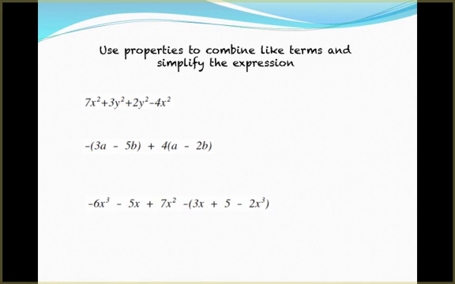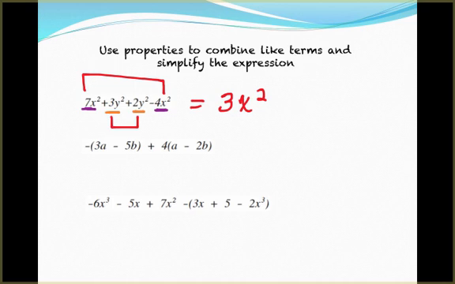Remember that like terms have to have the same variables and the same exponents. So a 7x squared is only a like term with another x squared. The coefficient can be different, but the exponent has to be the same. A 3y squared would be a like term with another y squared. Now if I combine those, 7x squared and -4x squared would give me 3x squared, and 3y squared plus 2y squared would give me 5y squared.